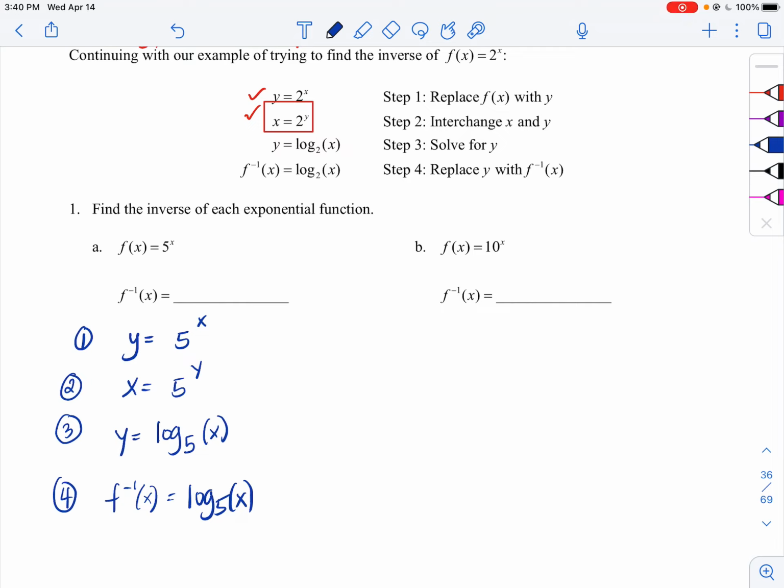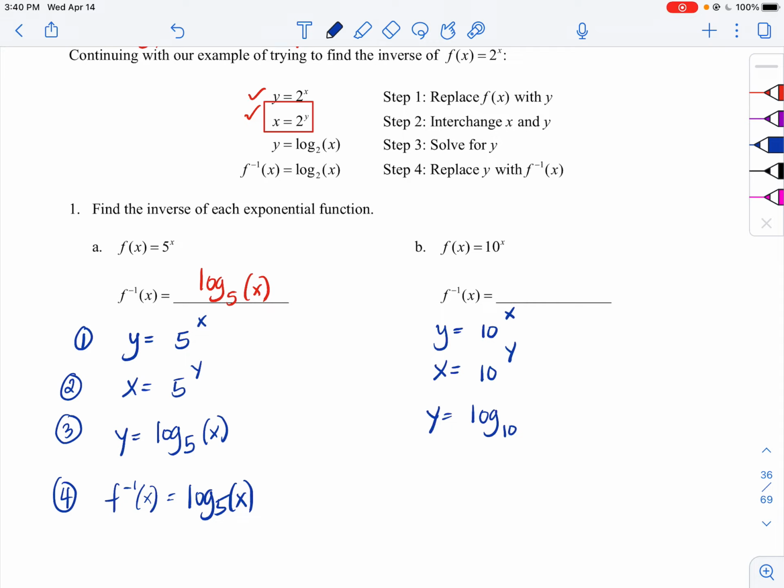Okay, so in here, our final answer would be log base 5 of x. Same thing. Step 1, we replace f of x with y. Step 2, interchange the position of x and y. And then step 3, we are going to use log functions to solve for the value of y.